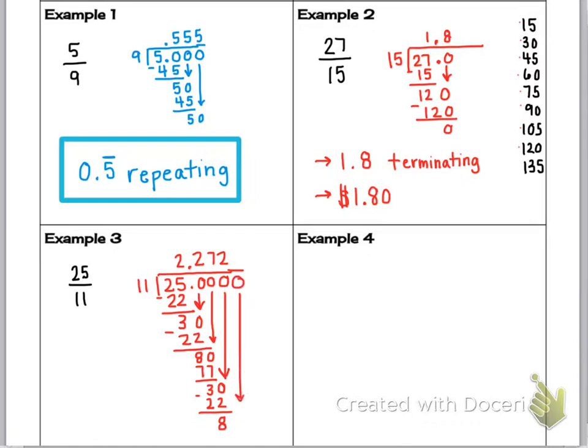I bring down that 0. 11 into 80 is 7. Now you can see what's happening: 30 minus 22 brings you 8. That's 80. Minus 77 gives you 3. That's 30. Minus 22. So you're going 30, 80, 30, 80. And that's going to happen forever. So what is repeating in this problem? The 2 and the 7 are what you should show repeating.